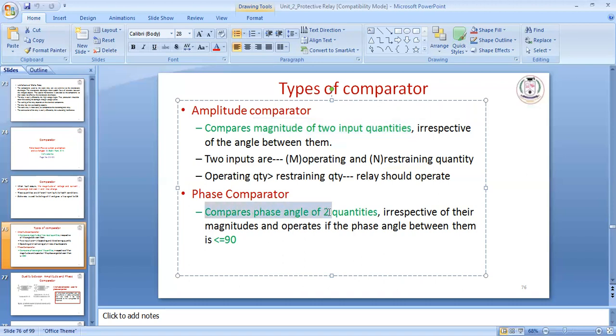It compares the phase angle of two quantities, just the phase angle, irrespective of their magnitude. That is most important. The magnitudes may be equal, the normal current and the actual current flowing may be equal, but if the phase angle differs, that is also considered a fault condition.